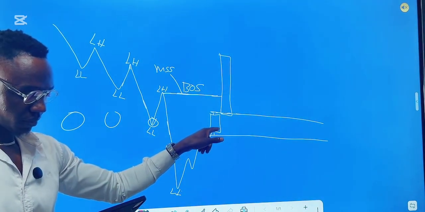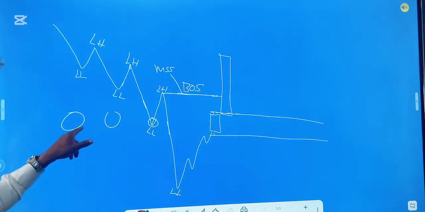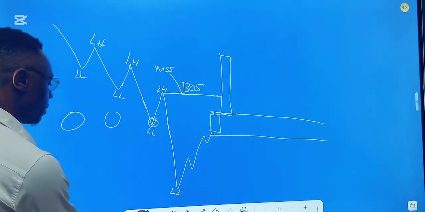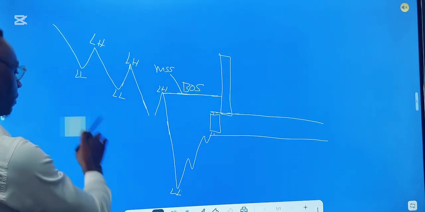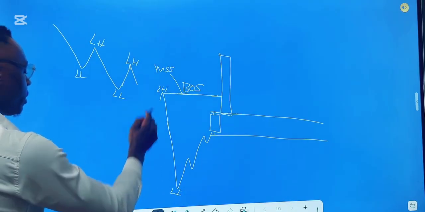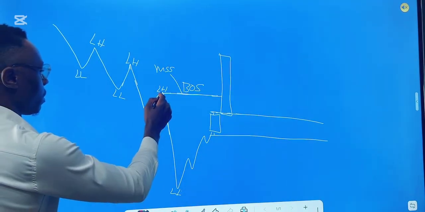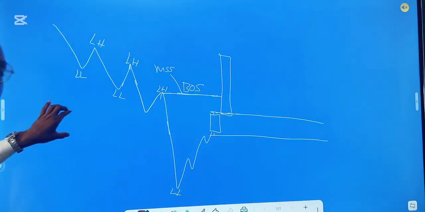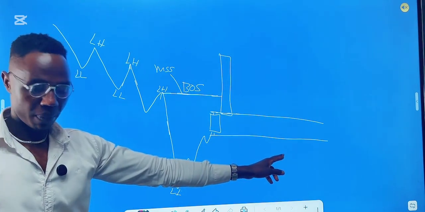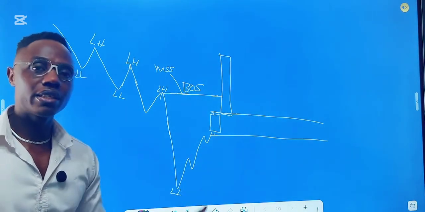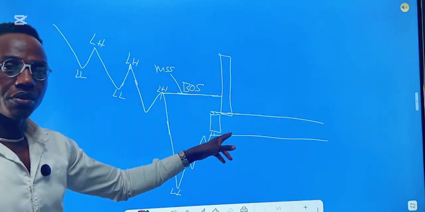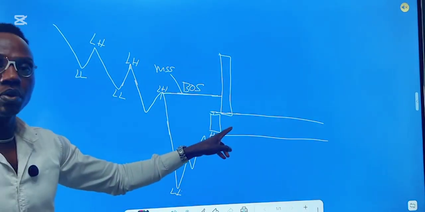This rejection here is going to support the order block. But let's assume there's no rejection in the zone. It is very easy for the price to break it down. Why? Because there's no rejection here, there's no support or resistance that is supporting the order block.